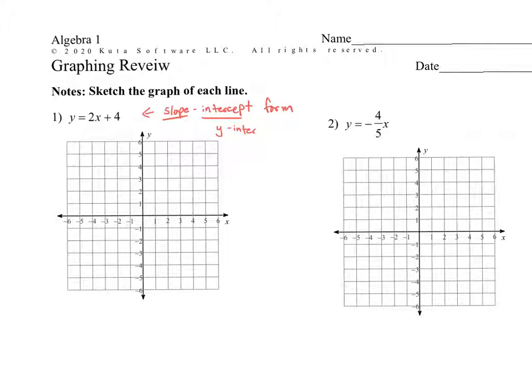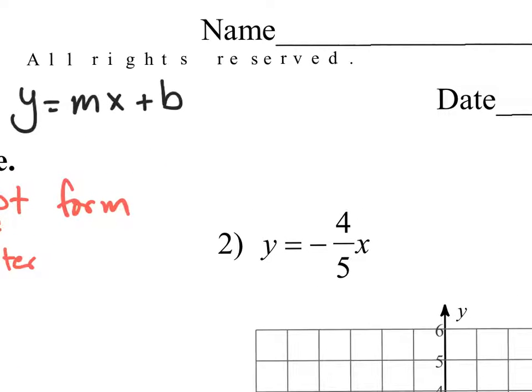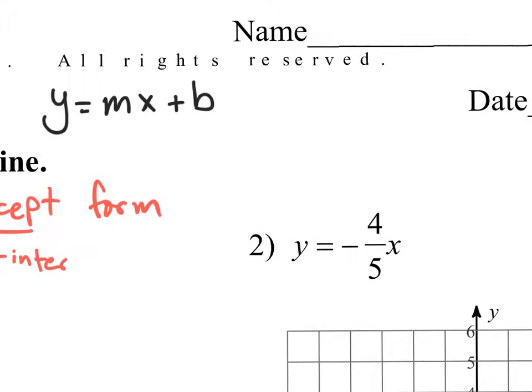Now, the general equation for slope-intercept is this up here. y = mx + b. All right, and if you've forgotten, m is our slope, and b is our y-intercept.